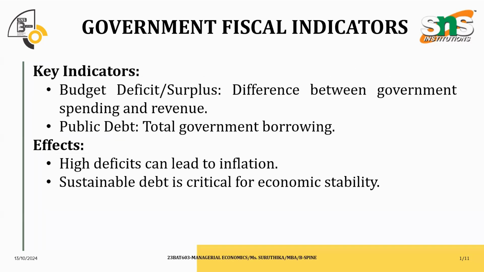The next indicators are government fiscal indicators, which are the key indicators from government papers, like the budget deficit or surplus, the difference between government spending and revenue, and public debt, which is the total government borrowing that is there. These government indicators give us several implications. When there are high deficits on the part of the government, it may lead to inflation. So it's very important that the government operates its debt at a sustainable level so that the economy is stable at large.